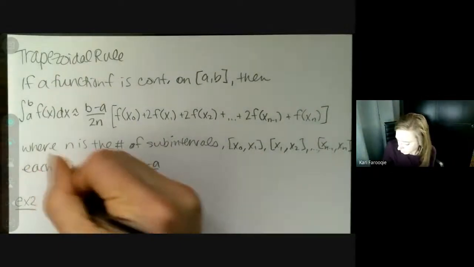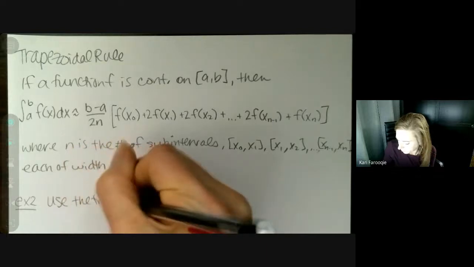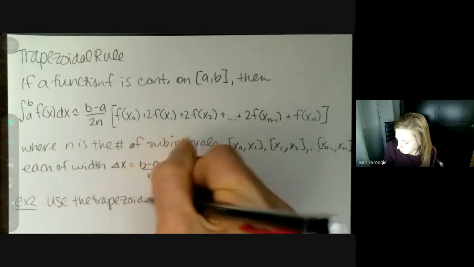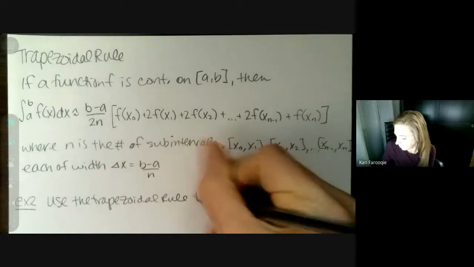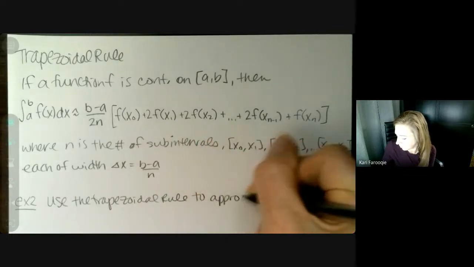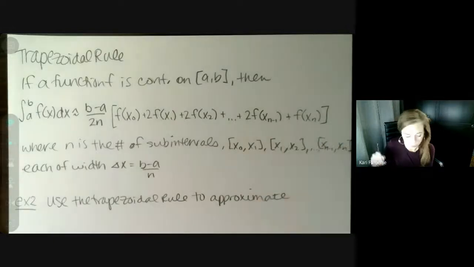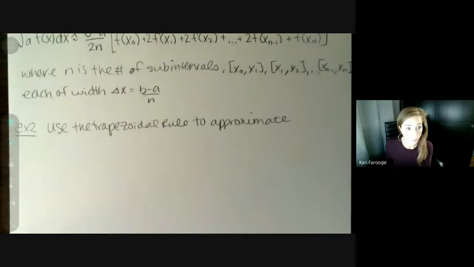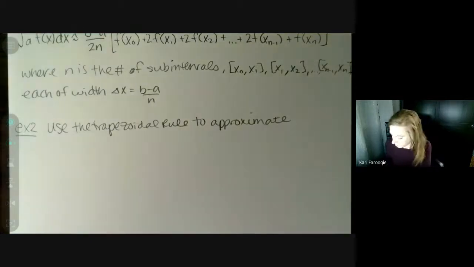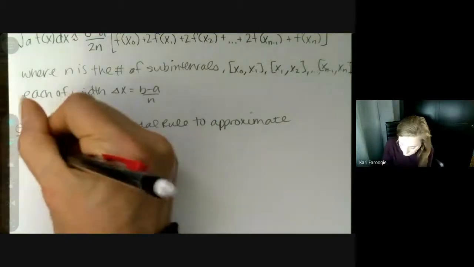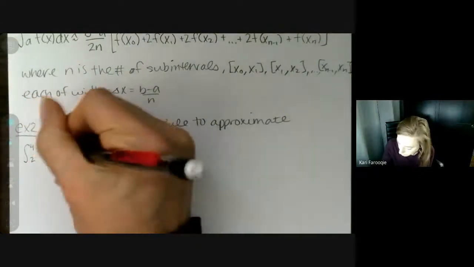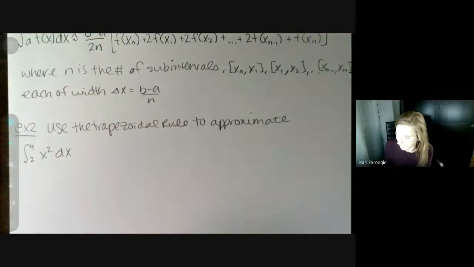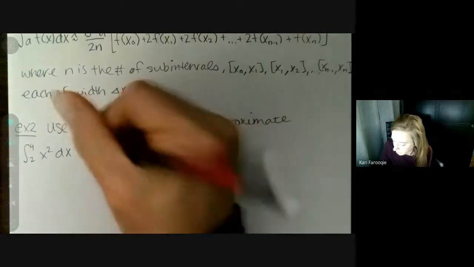So now we're going to do example 2. Use the trapezoidal rule to approximate. And now I'm going to give you an integral that we can easily find without approximating it, and then you can get a good idea of how close we are. So we're going to approximate the integral from 2 to 4 of x squared dx. And we'll just use n equals 4 subintervals.